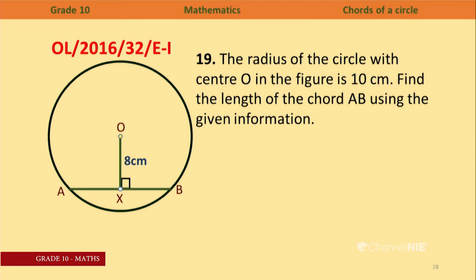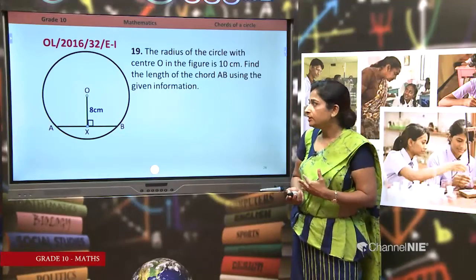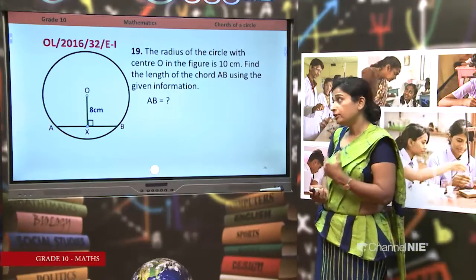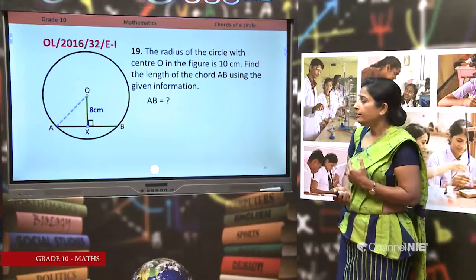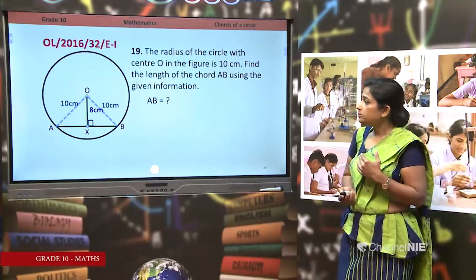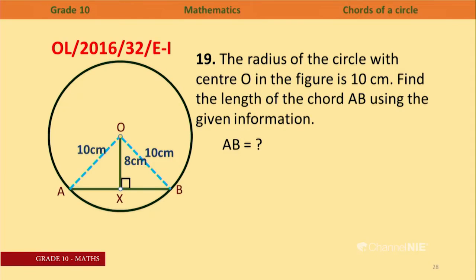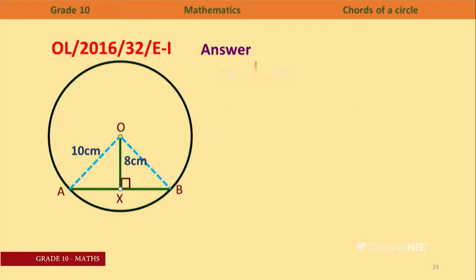So here we can apply the converse of the theorem. When we draw a perpendicular from the center to the chord, the chord will be bisected. That's the converse of the theorem. We have to find the length of AB. Here I have joined the radii OA and OB, because we know the length of the radius, they are 10 centimeters. Here also we have a right angle triangle. In this right angle triangle we know two sides' lengths. Let's see how we do that further.